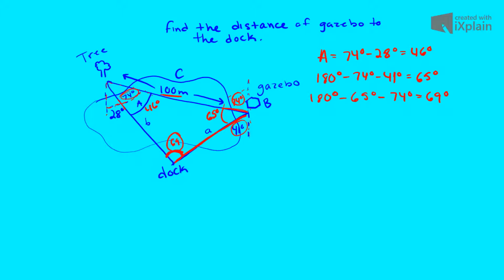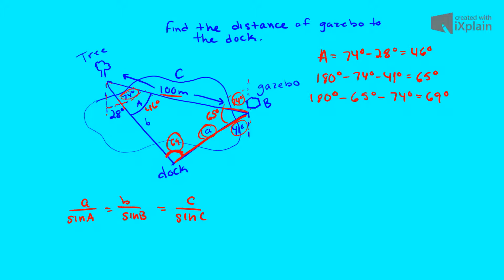Now comes into play the law of sines part. And the law of sines, as you guys probably already learned, is a over sine of A is equal to b over sine of B, which is equal to c over sine of C. So all we have to do is just plug stuff in at this point. We want to find this value here. We want to find the distance between the dock and the gazebo.